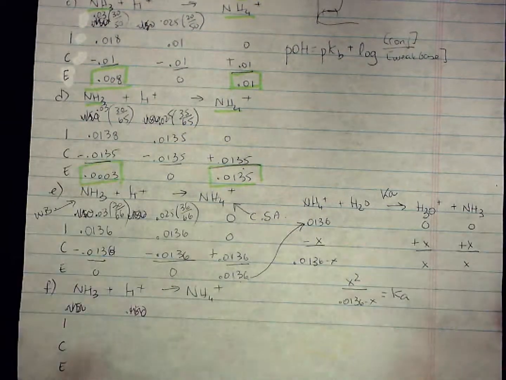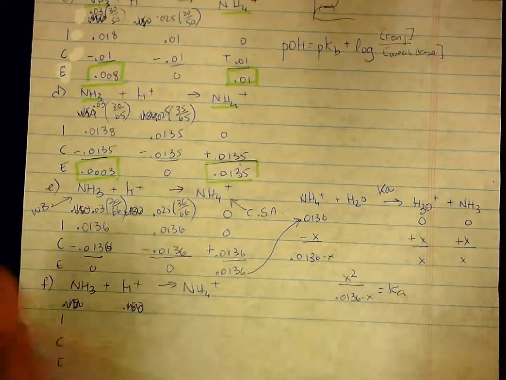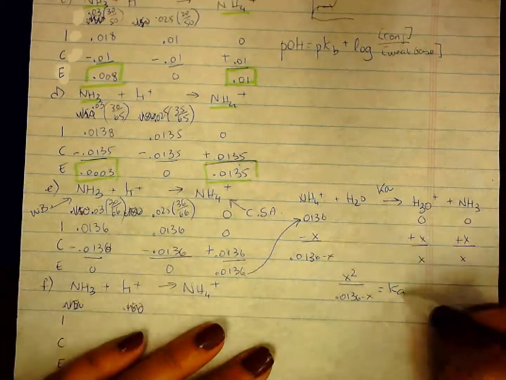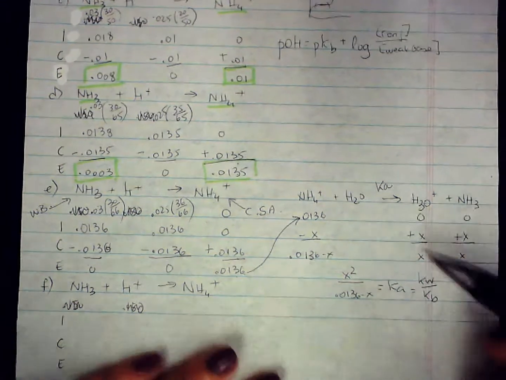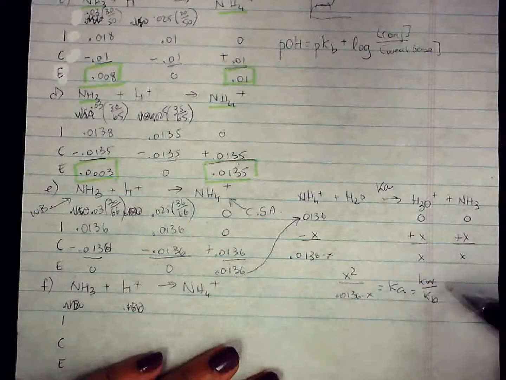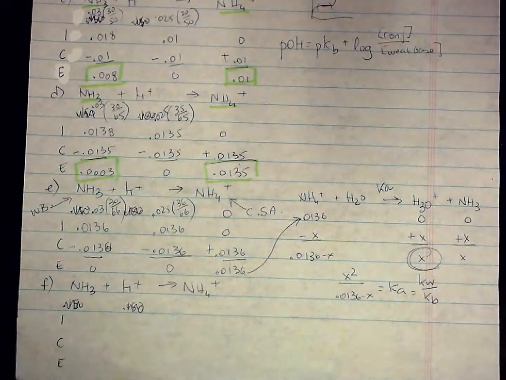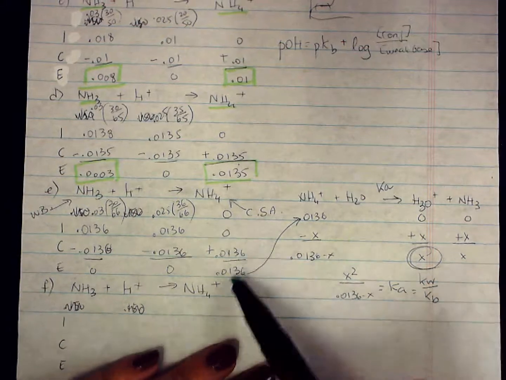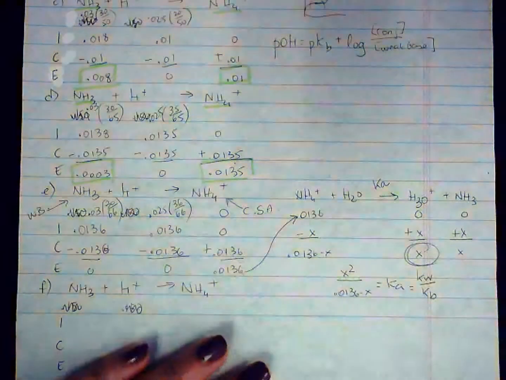However, you don't have the Ka, but you do have the Kb. And in order to solve for this, it's really straightforward. Remember, the Ka is nothing more than Kw divided by Kb. So you're going to go through all this process basically to solve for X. So you're doing two RICE charts. The E line for the first RICE chart feeds into the I line for the second RICE chart.